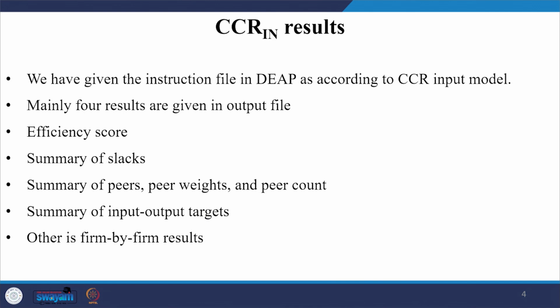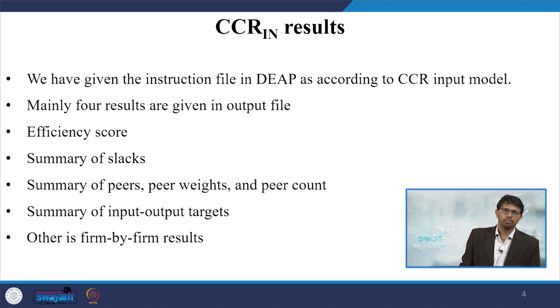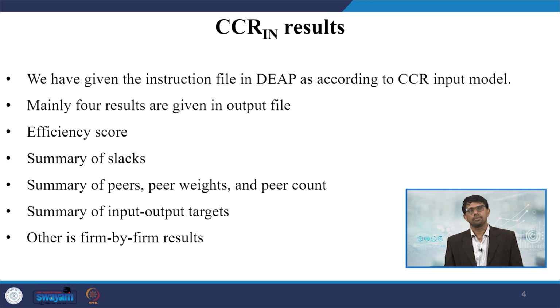There are mainly 4 results given in the output file. We will be emphasizing mostly on the efficiency score, then the summary of slacks, then the summary of peers, peer weights and peer count, then the summary of input output targets. The other is by firm results. We will discuss each of them, how results are derived and how they are interpreted.